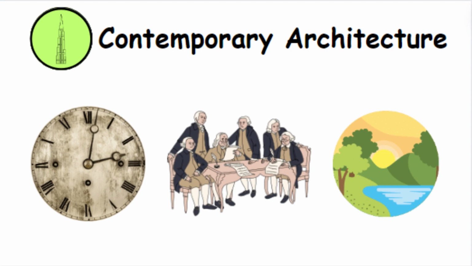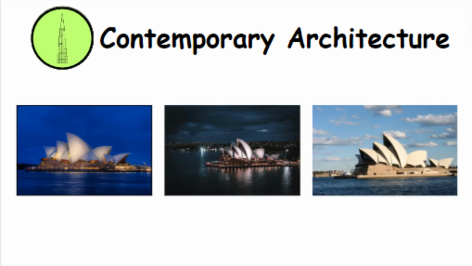This fluid and evolving style reflects the dynamism of contemporary society and the constant push for innovation and creativity in architecture. The Sydney Opera House in Sydney, Australia, is a landmark of contemporary architecture, featuring sculptural forms, expressive curves, and innovative use of precast concrete shells.